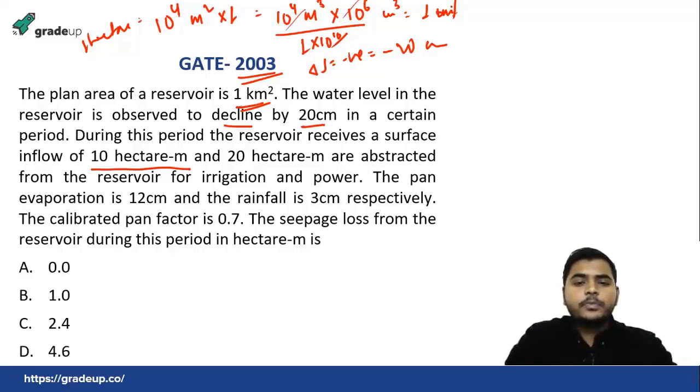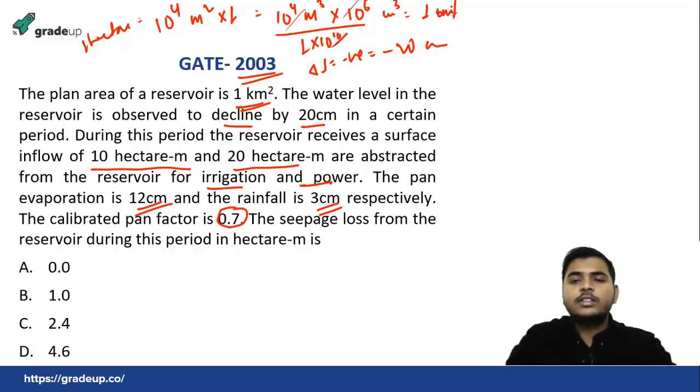Let's see this again. Let's go and read the question. And 20 hectare meter are abstracted from the reservoir for irrigation and power. So for irrigation and power, 20 hectare meter is abstracted. The pan evaporation is 12 centimeter, and rainfall is 3 centimeter. Now the pan coefficient is also given, 0.7, to calculate the lake evaporation. The seepage loss from the reservoir during this period.